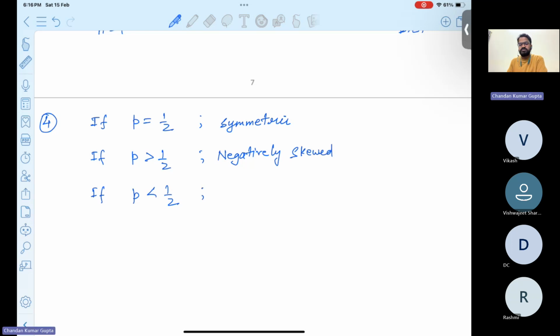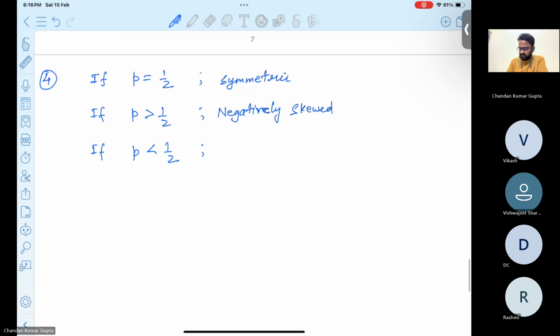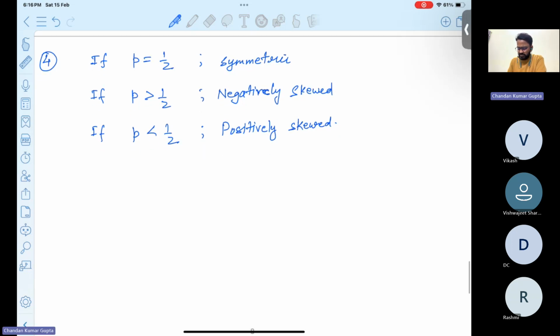Do you people know symmetry and skewness of a distribution? Anyone? If you don't know, then I can explain it in pictorial form. Sorry, you are not audible. Okay, let me explain in a simpler manner. On the basis of shape, we can define it.